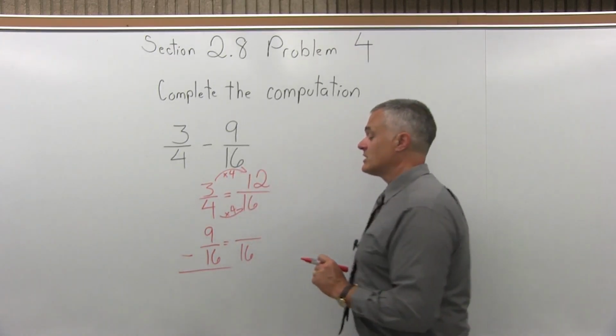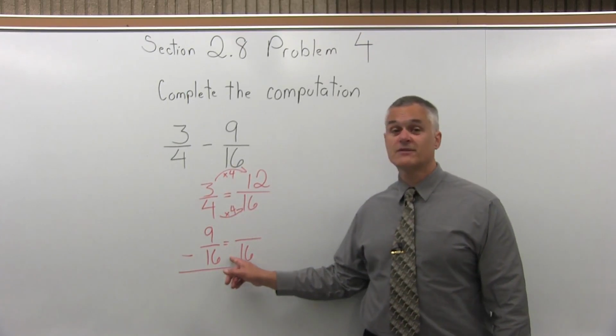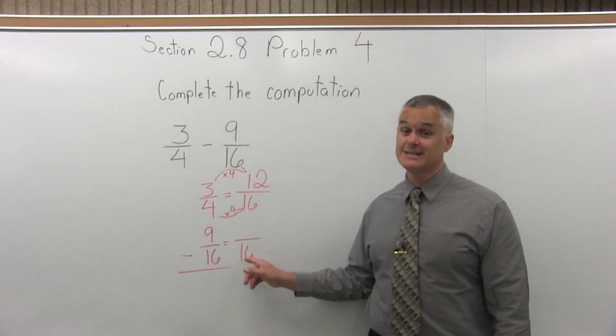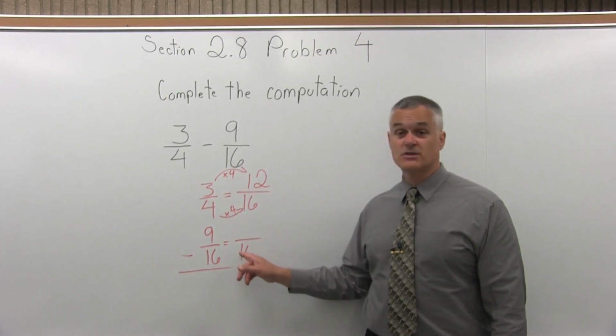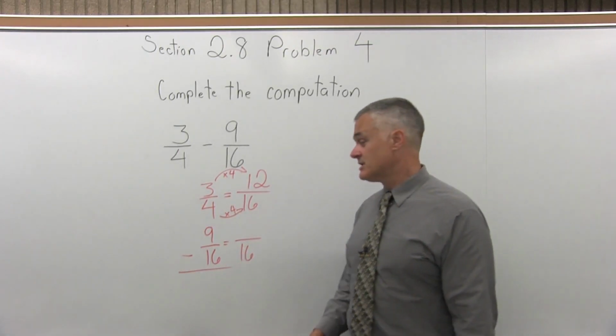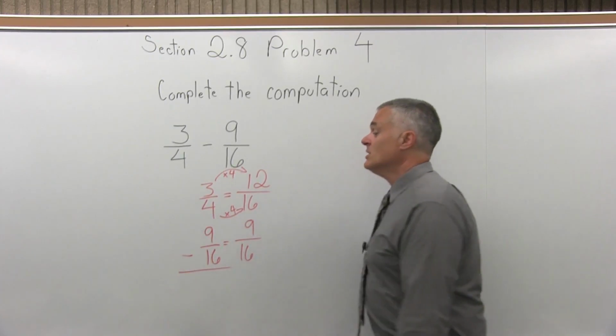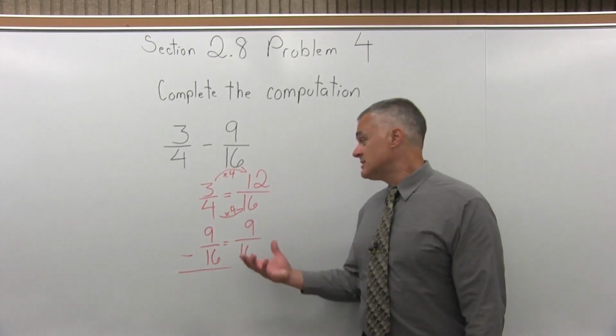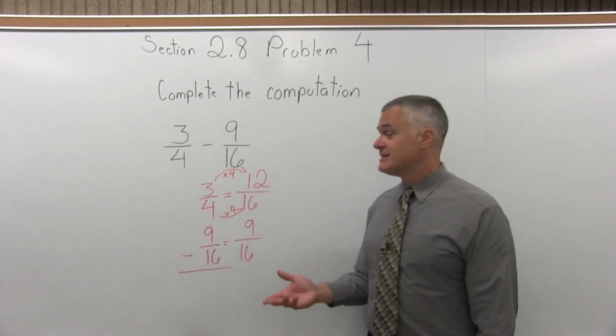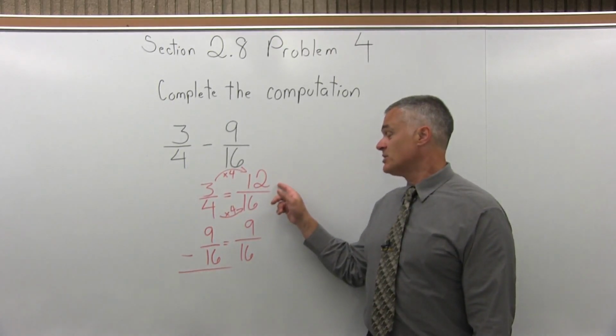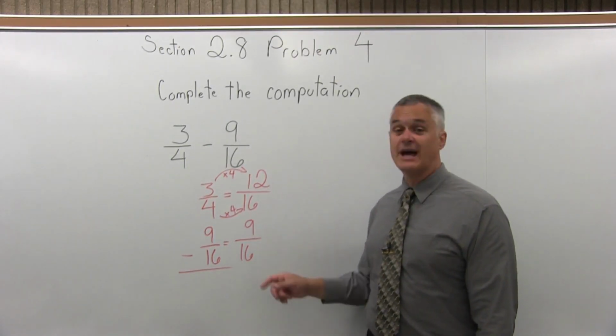And then the lower fraction, the denominator didn't have to change. It was a 16, it stays a 16. So if the denominator stays the same, then the numerator will also stay the same, 9. The numerator was 9, it stays 9. So I've created an equivalent problem that has the same denominators. We've changed the problem into 12 over 16 minus 9 over 16.